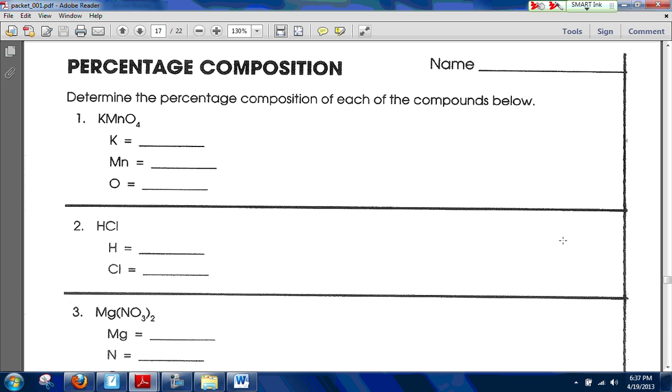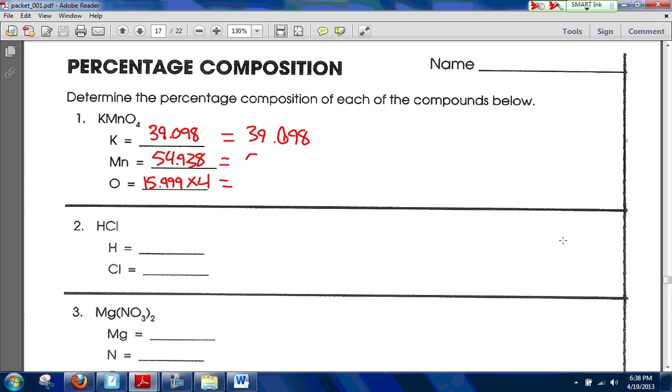So the mass of potassium from our periodic table is 39.098. Okay. The mass of manganese, not magnesium, manganese, is 54.938. And the mass of oxygen is 15.999. But according to the formula I have 4 of those. So this is how I like to do this. I always set them up like this, up and down.